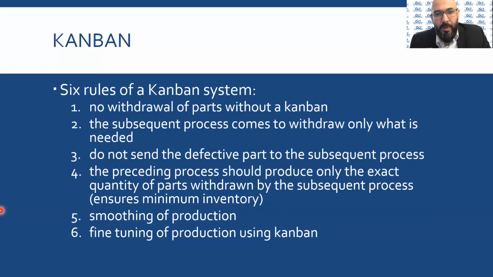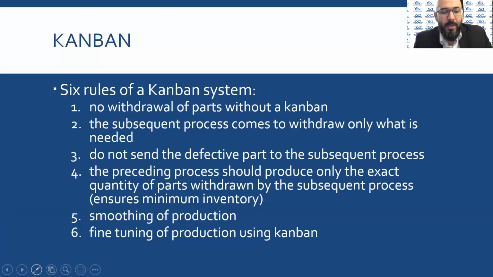Number three, do not send the defective parts to the subsequent process. If there's any mistake or something wrong, a wrong part, don't send it to the next step. Just eliminate it from the process. The preceding process should produce only the exact quantity of parts withdrawn by the subsequent process. Ensure minimum inventory, smooth production, and fine-tune production using Kanban.